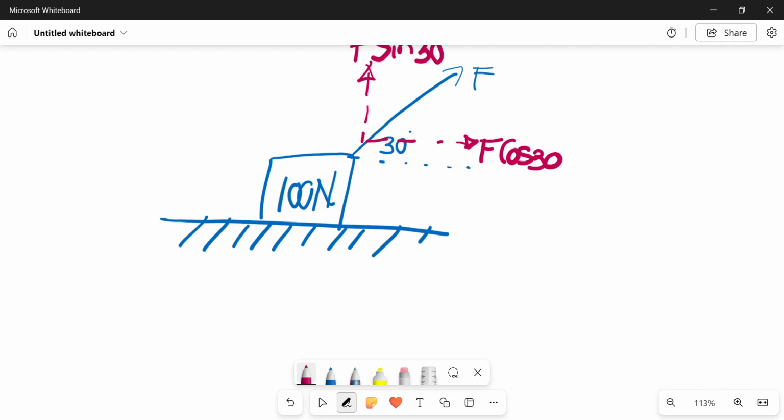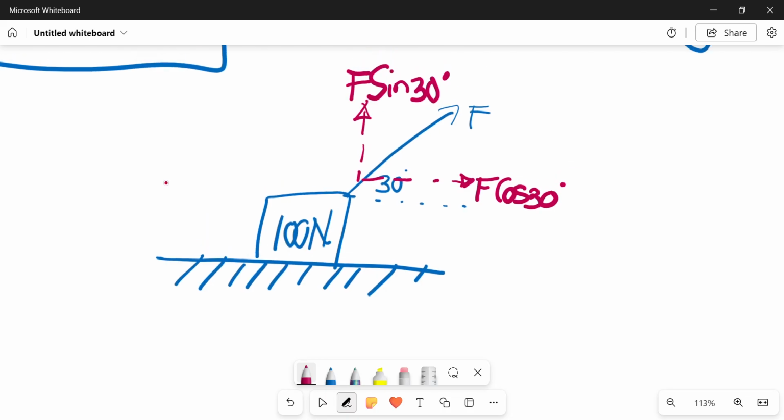Okay, so now we have our components. We have our F cos of 30 and we have our F sine of 30. This is parallel to the surface. This is perpendicular to the surface. You'll see why it's important for you to identify these things, okay?